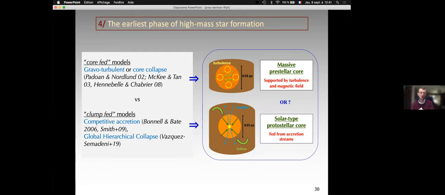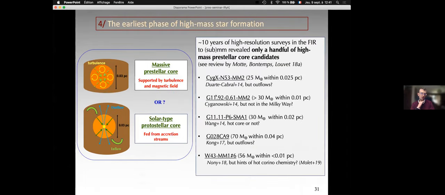For the second model, we could simply have solar-type protostellar cores becoming high mass protostellar cores from accretion. But observations from the past 10 years tell us that only very few high mass prestellar core candidates exist. I give you here a list of the five most robust candidates, including one core of 56 solar masses in MM1.